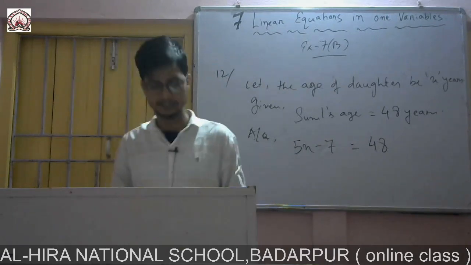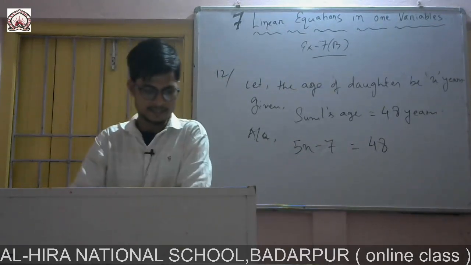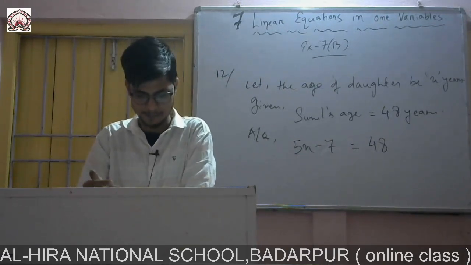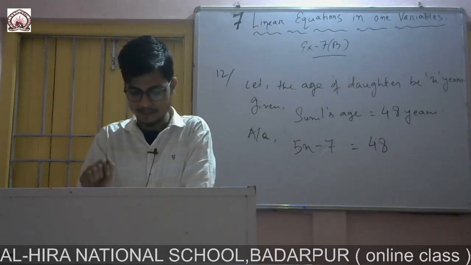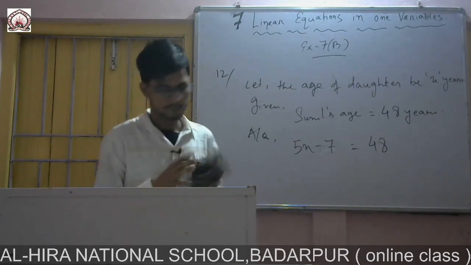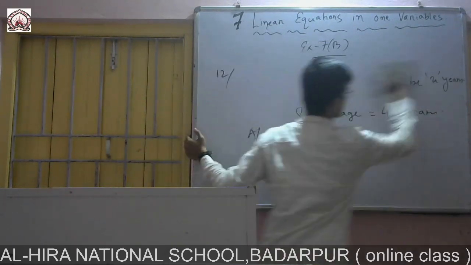Okay, now question number 13, you see. A number is 6 more than 2 times another number. The sum of the two numbers is 24. So here, okay, I'll write the expression.